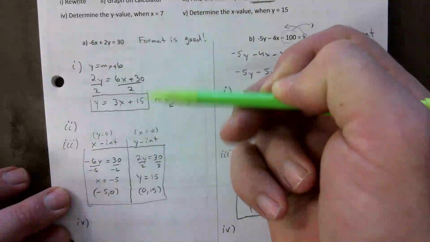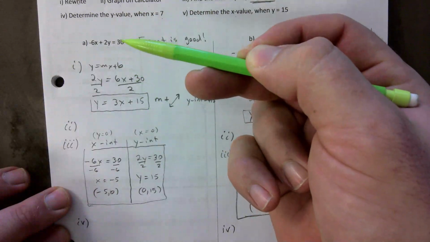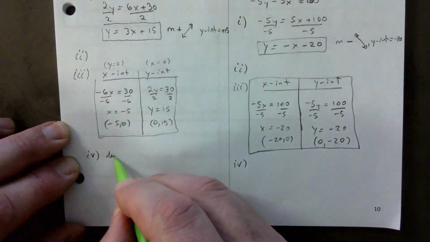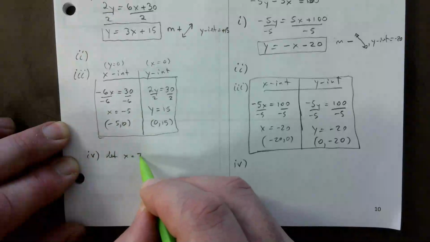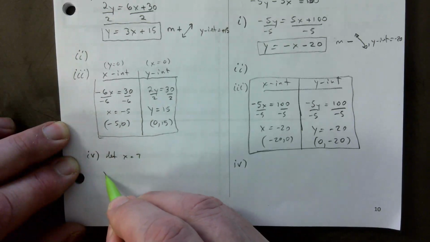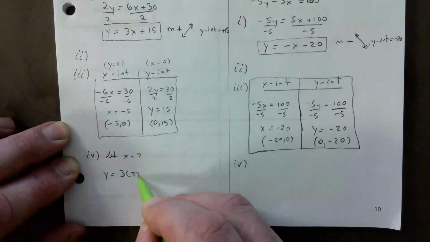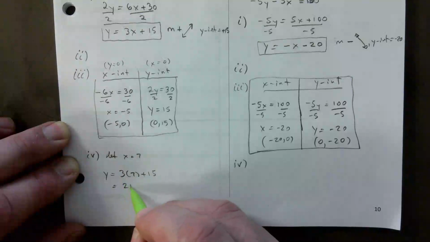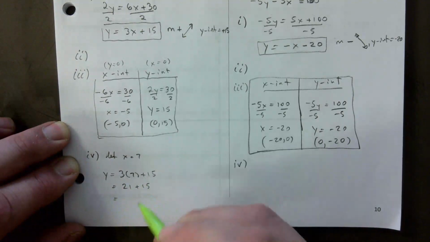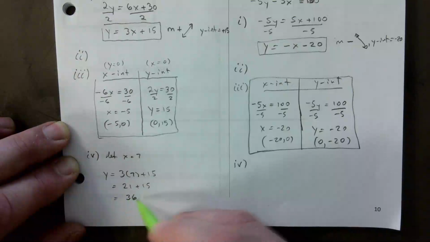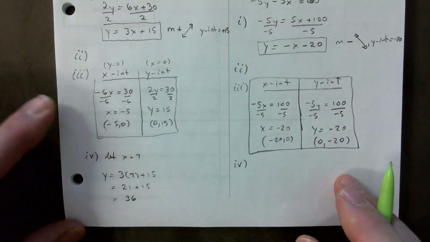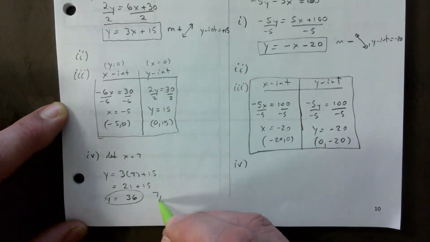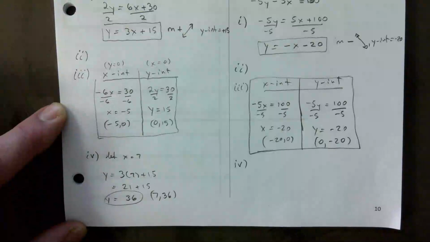You can choose to plug it into any one of these versions. I'm going to plug it into this one. So let x be equal to 7. So that would be y is equal to 3 times 7 plus 15. That would be 21 plus 15. And that would be 36. Okay. Y is equal to 36 there. So you found the point 7, 36.